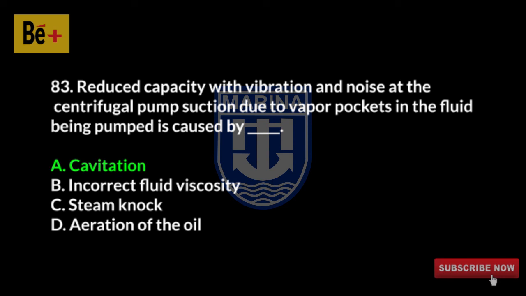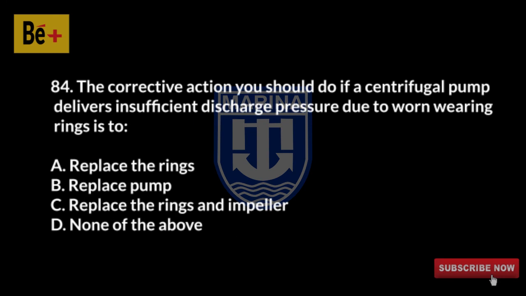The answer is A. Cavitation. The corrective action you should do if a centrifugal pump delivers insufficient discharge pressure due to worn wearing rings is to A. Replace the rings. B. Replace pump. C. Replace the rings and impeller. D. None of the above. The answer is A. Replace the rings.